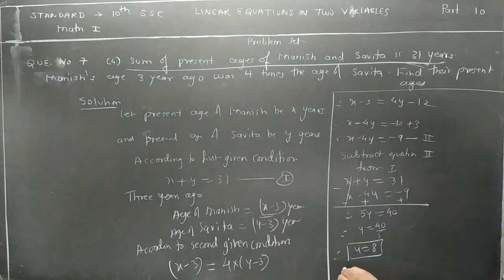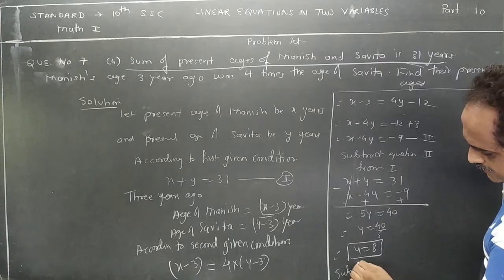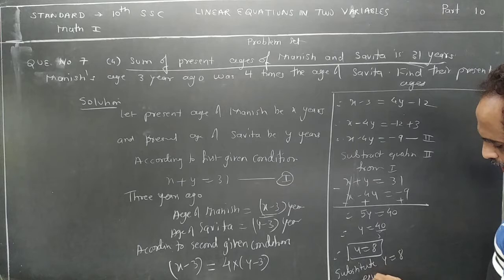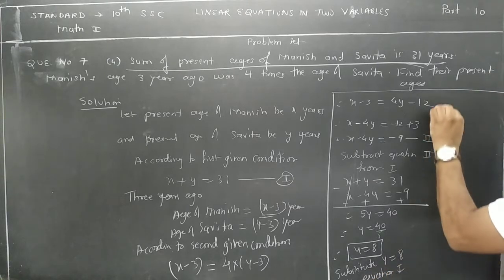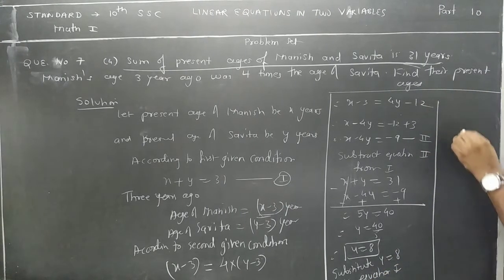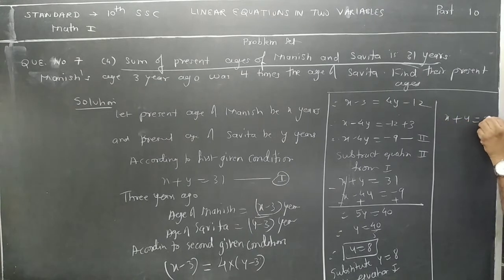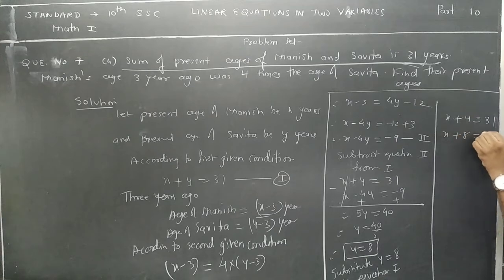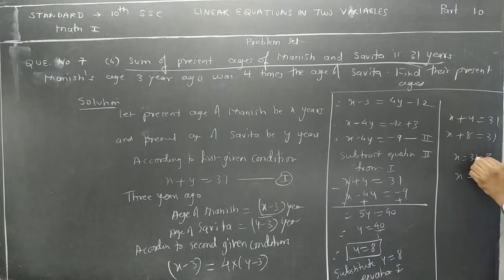Then substitute y is equal to 8 in equation 1. What is equation 1? Equation 1 is x plus y is equal to 31. So x plus 8 is equal to 31. x is equal to 31 minus 8. x is equal to 23.